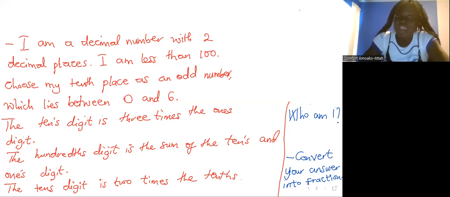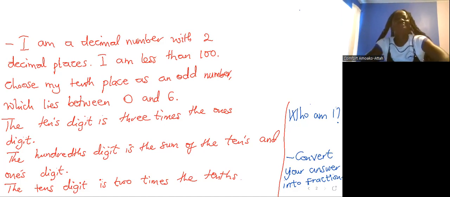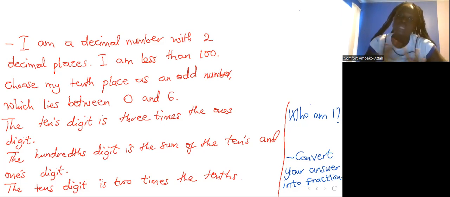Thank you. Okay, so today I have so many activities to take you through. But before I start with today's class, I have a nice riddle to share. So now relax, listen to the riddle, and give me your answer in the comment section. Riddle: I'm a decimal number with two decimal places. I am less than 100. I'm going to give you a clue in getting the answer.